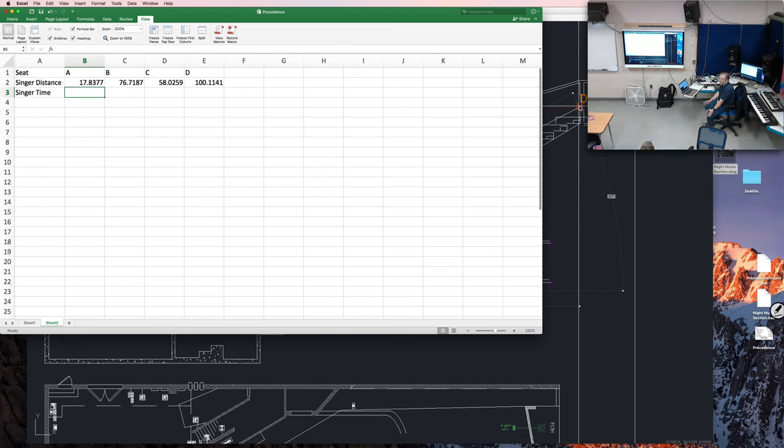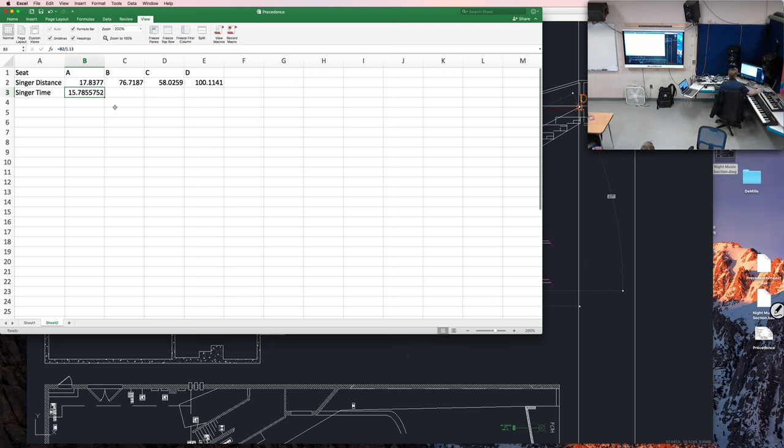In other words, what is the time? And in this case, I just need to take this distance value and do what with it? You said divide by 1.13. Yeah, divide by the speed of sound per millisecond. And sound travels 1,130 feet per second, or 1.13 feet per millisecond. Okay, so I can just do a formula here. If I just put equals, then I can select this cell and say divided by 1.13. Okay, and it'll give me a value in milliseconds.